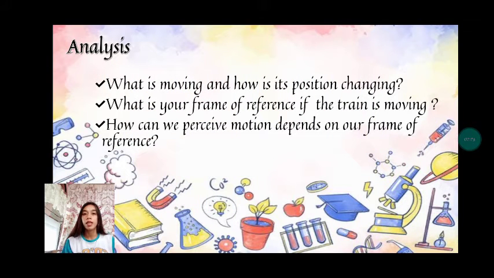Now let's proceed to the questions. In each picture in the figure above, what have you seen? What could be the position of the train? The first question is, what is moving and how is its position changing? In the first picture, which is the train, the position is changing. The train and its passengers are moving straight to the next station. So that is the moving process in which it is changing position.